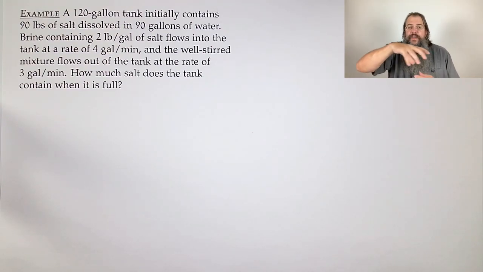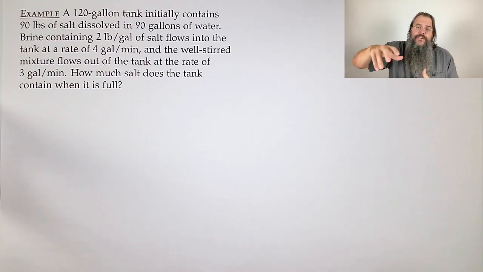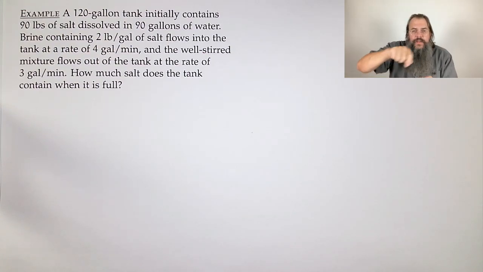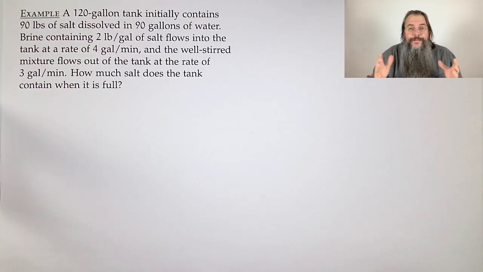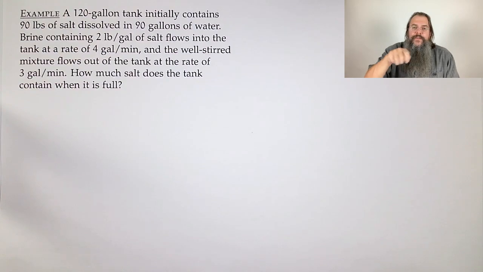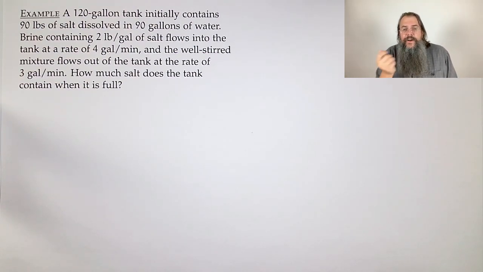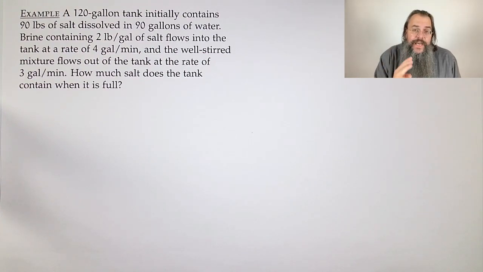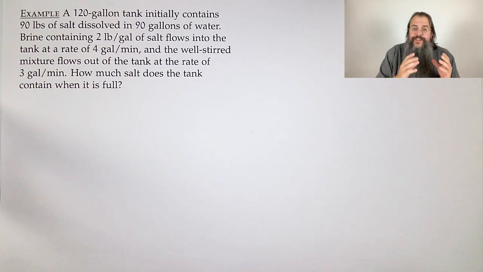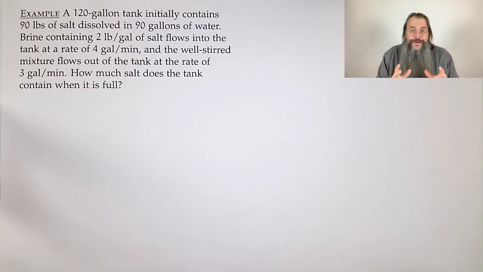Now, what happens is that this tank is always, as soon as new things come in, stirred magically, instantaneously. That's the physics problems. Wow. But okay, that's not so surprising. So it's well stirred, and now the mixture, the salt water, is flowing out of the tank at the rate of 3 gallons per minute. And the question is, how much salt does the tank contain when it is full?